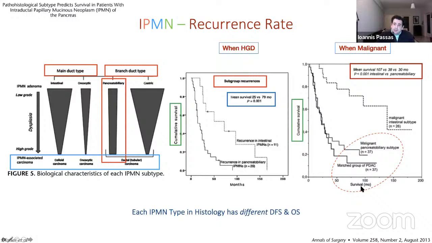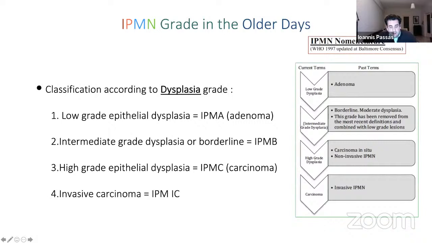And as you can see on the right side of this slide, the survival between the patients that have the classic tubular adenocarcinoma and the IPMN pancreatobiliary type overlap each other. So this raises the question of whether pancreatobiliary type cancer IPMN should be treated as pancreatic cancer patients. In the past, the dysplasia grade went from adenoma to dysplasia to borderline to carcinoma and to invasive carcinoma. And we saw this didn't serve many purposes regarding translating to the overall survival.